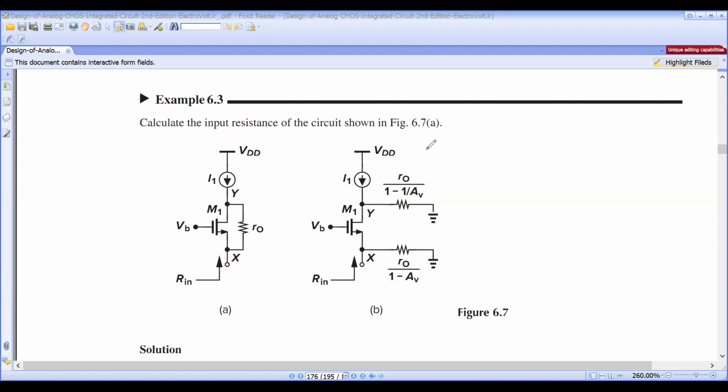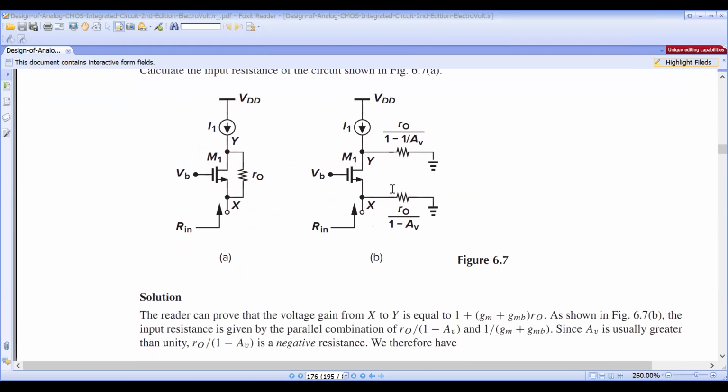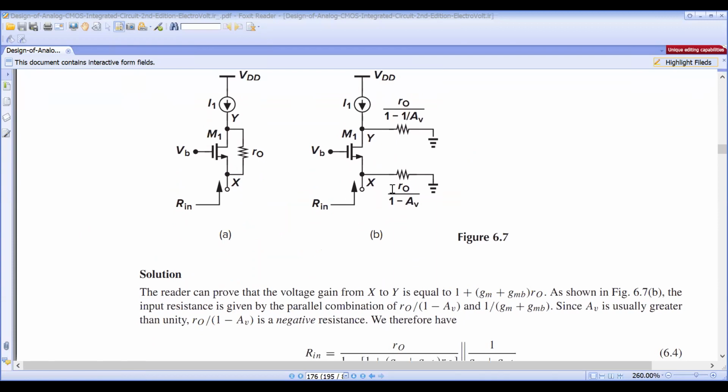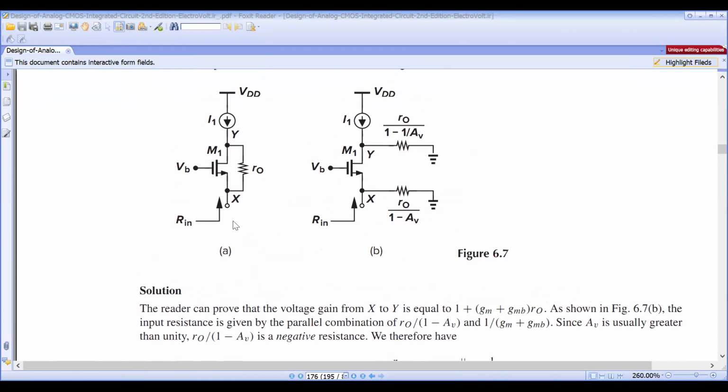Okay, so now the input impedance. The gain of the circuit we already calculated in the third module. So the gain AV of this circuit is 1 plus (gm plus gmb) into R0. This is the gain.